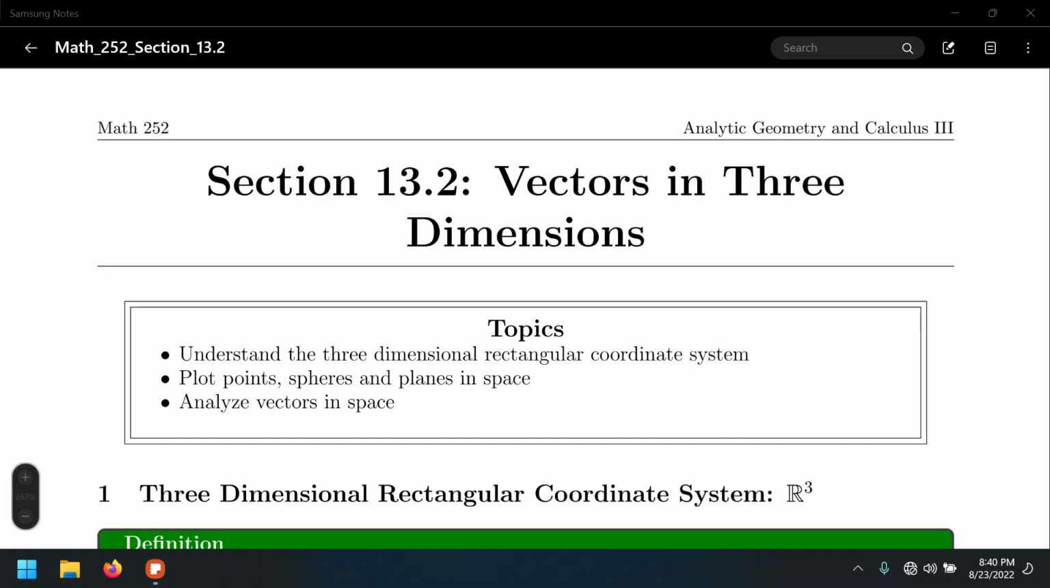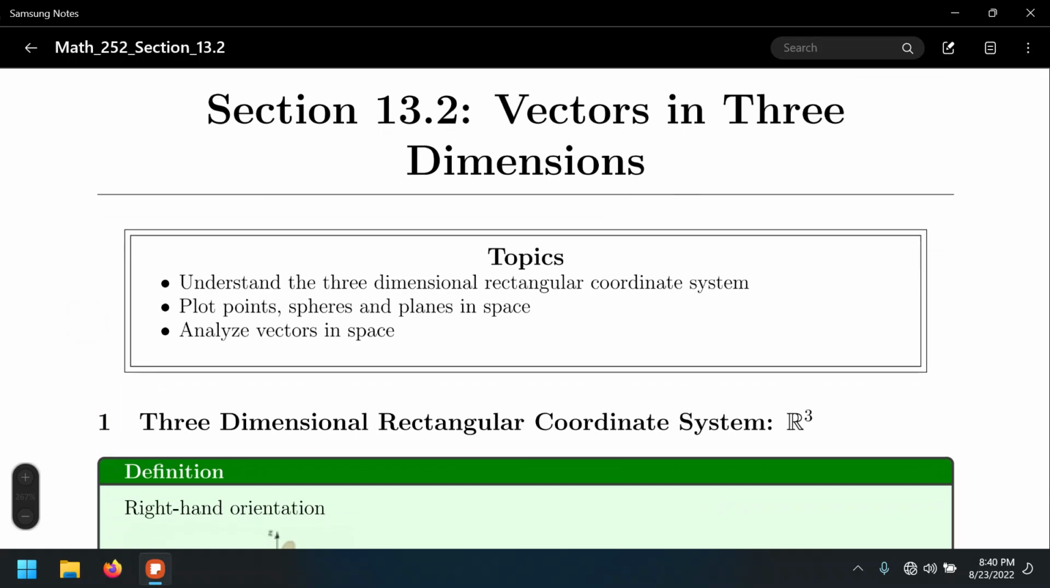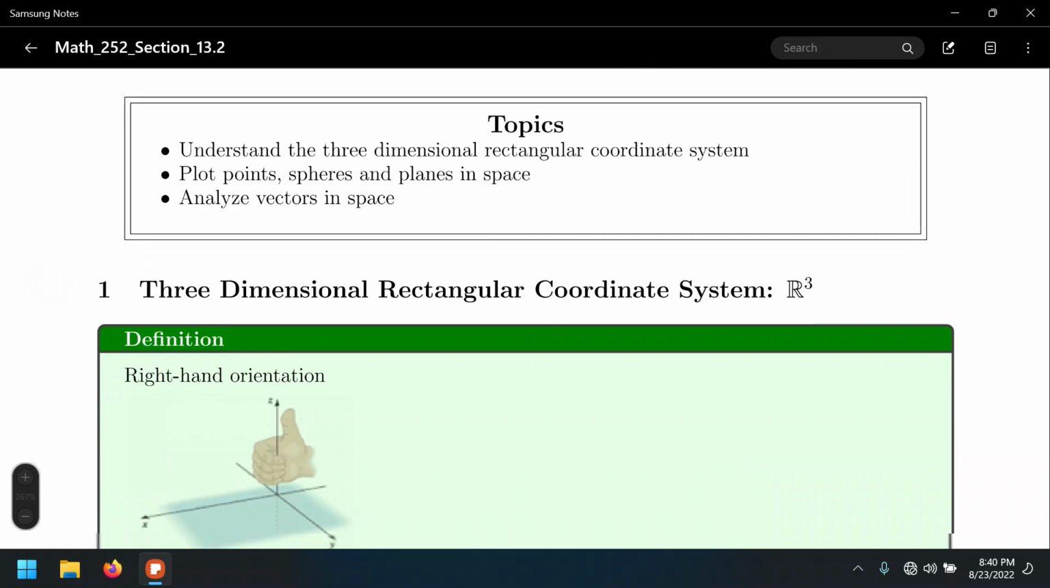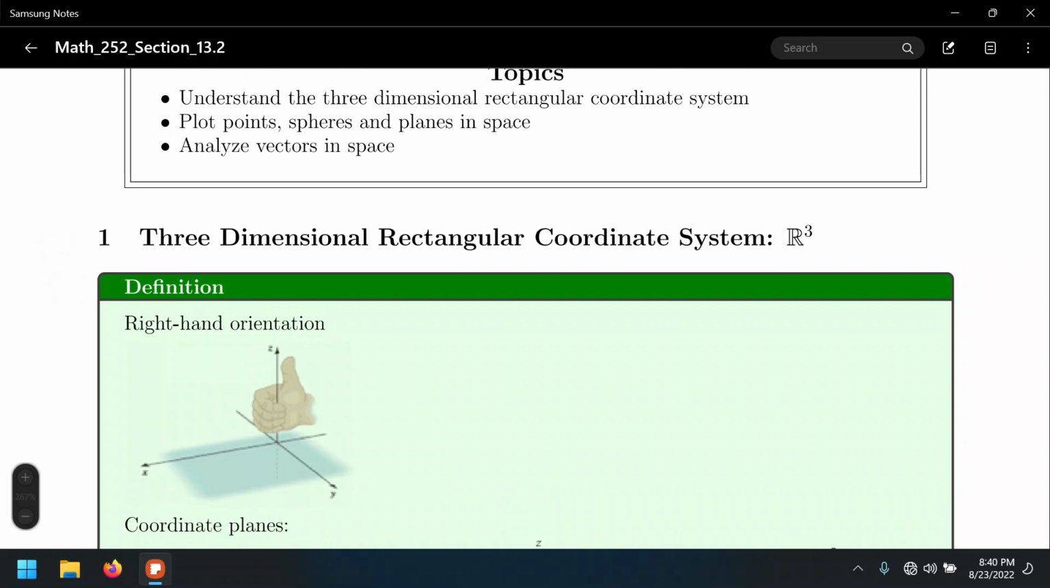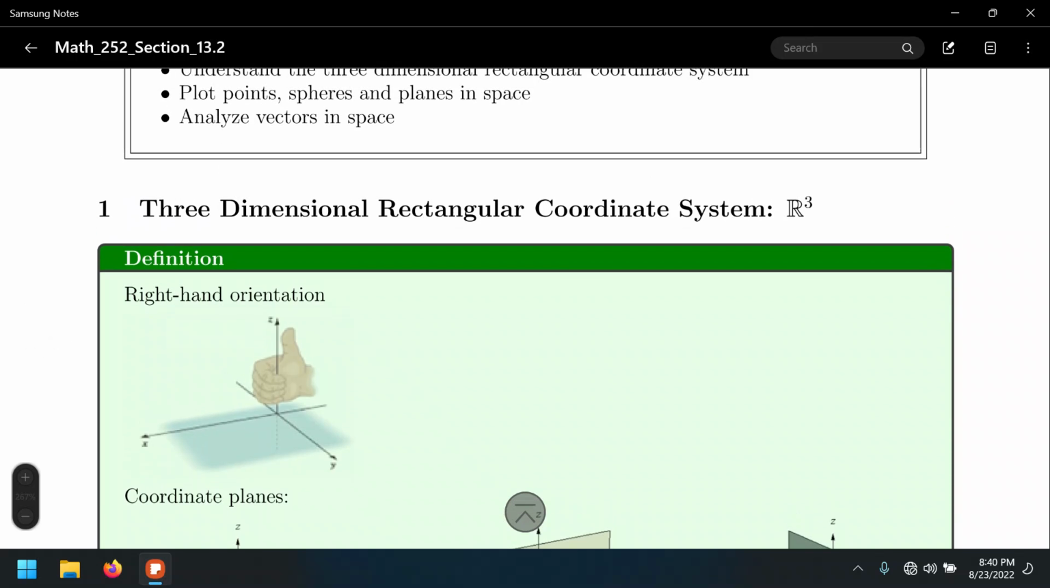So vectors in three dimensions. Well, before looking at vectors, actually, we are going to look a little bit at geometry and some notation symbols, and understand what the three-dimensional coordinate system looks like. We're going to plot a few points. Well, actually, we're really not going to plot points in three dimensions.